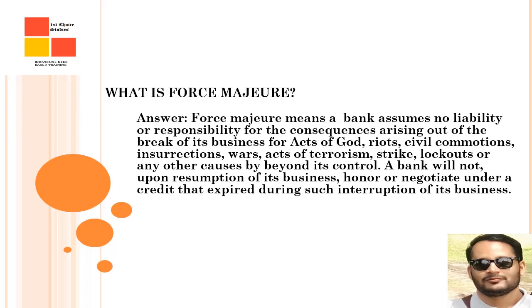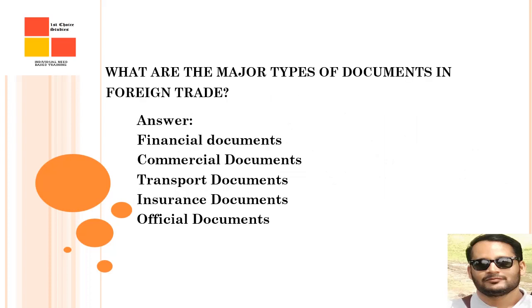What is force majeure? Answer: Force majeure means a bank assumes no liability or responsibility for the consequences arising out of the break of its business for acts of God, riots, civil commotions, insurrections, wars, acts of terrorism, strikes, lockouts, or any other causes beyond its control. A bank will not, upon resumption of its business, honor or negotiate under a credit that expired during such interruption of its business.